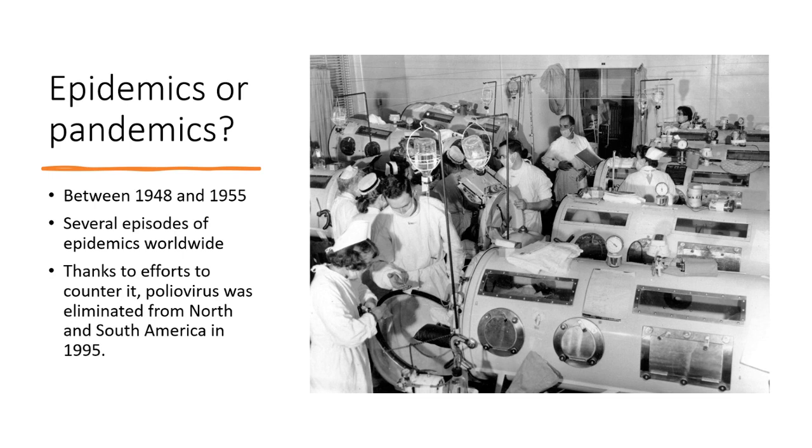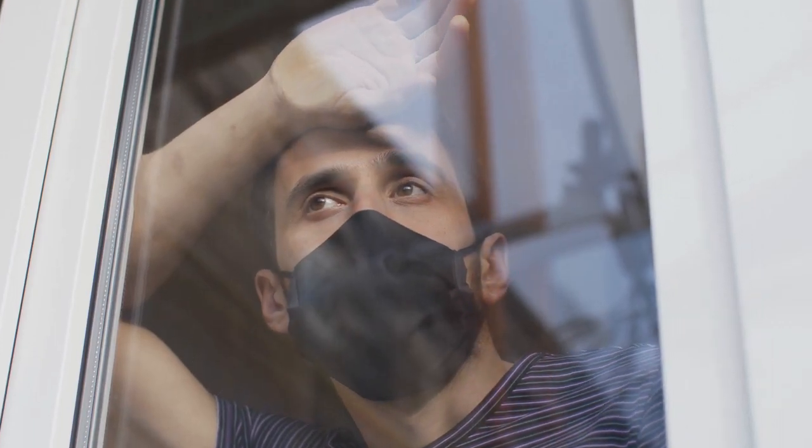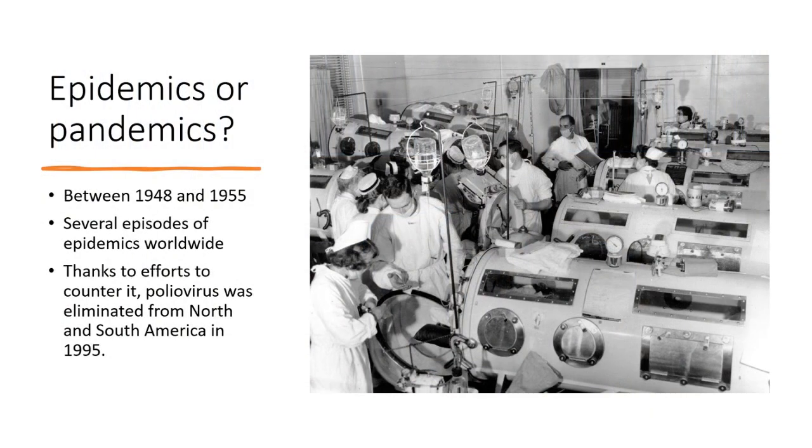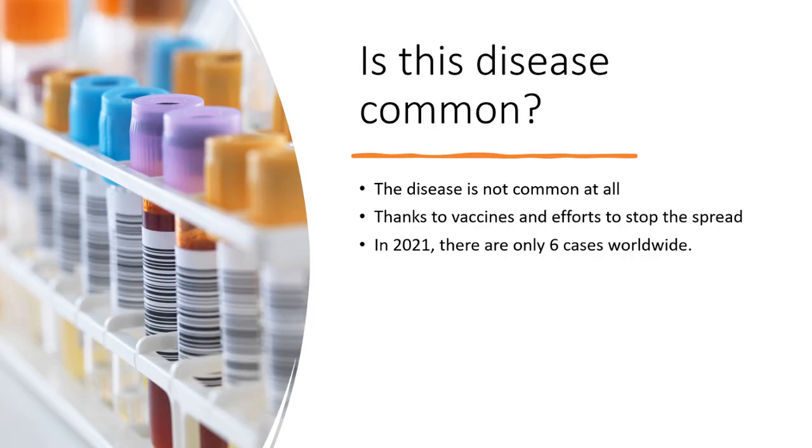Between 1948 and 1955, there were several episodes of epidemics worldwide. People would stop meeting in public areas and children would remain at home. However, by 1995, polio was officially exterminated from North America and South America thanks to efforts to stop the spreading of this virus. In 2021, there were only 6 cases worldwide. The recent resurgence of poliovirus in Ottawa was met with awe from the international community, and efforts are being made right now to stop this disease from becoming a global pandemic. This is extremely difficult because most people who contracted poliovirus don't show any signs of being sick at all.